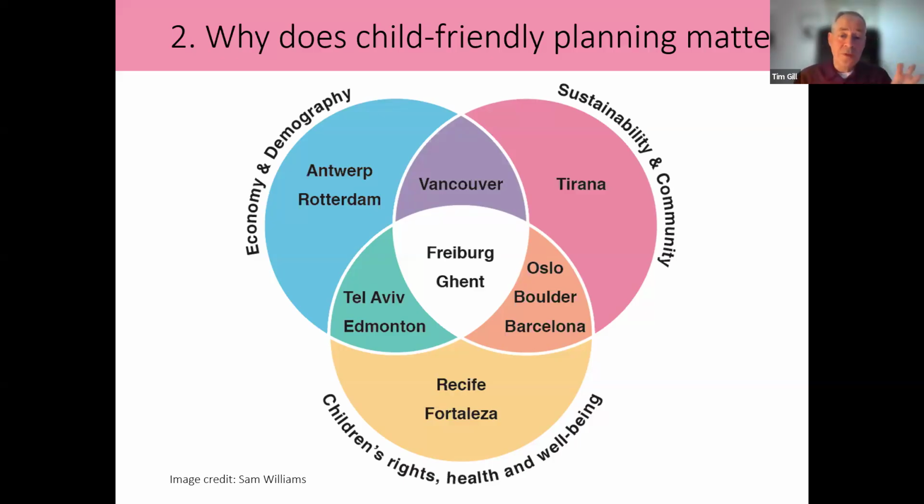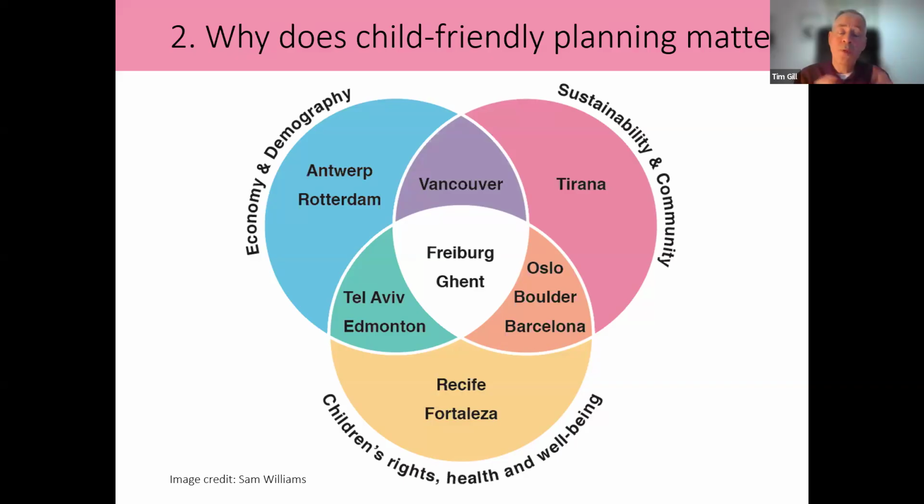But then there's a third group of cities that talked about their economy and their demographics. And in a way, this is the most interesting set. So these were cities that had grasped the insight that a city that does not attract and retain families is a city whose long-term future is not great. Okay. And Rotterdam is the best example of that. I'm going to say more about Rotterdam in a minute.